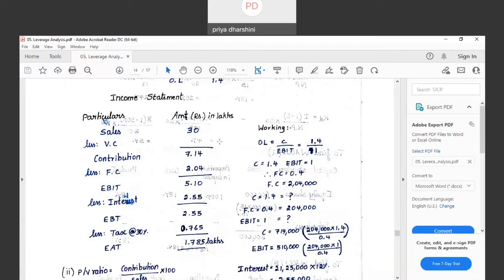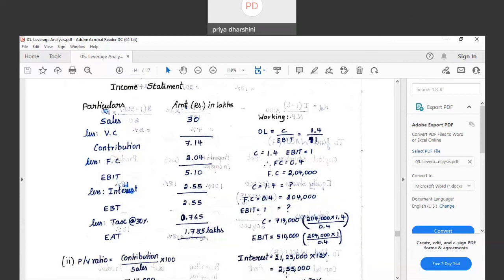This is just the format which I told. Now come to filling the information. What is information told? Sales is given as 30 lakhs. Fixed operating cost is given as 2.04 lakhs. Then interest on debentures, 21 lakh 25,000 into 12%, which will give you 2 lakh and 55,000 as the amount of interest. So this is 2 lakh 55,000 of interest. EBIT minus interest will give you EBT. Minus tax at 30%, you will get earnings after tax. For this EBIT, what are we supposed to do? They have told, a minute.